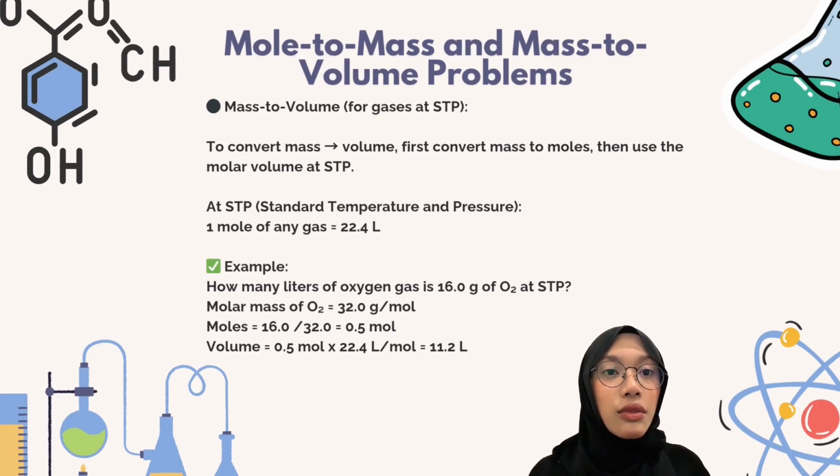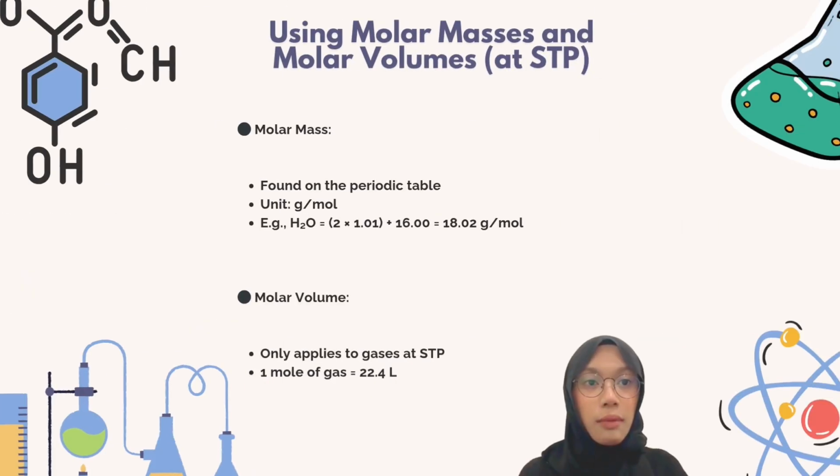To convert mass to volume for gases at STP, we first find the number of moles, then multiply by 22.4 liters, which is the molar volume at standard temperature and pressure. Using molar mass and molar volume, we use the molar mass to convert between mass and moles. Molar mass is the total mass of 1 mole of a substance, and we find it using the periodic table. For gases, we use the molar volume, which is 22.4 liters per mole at STP.